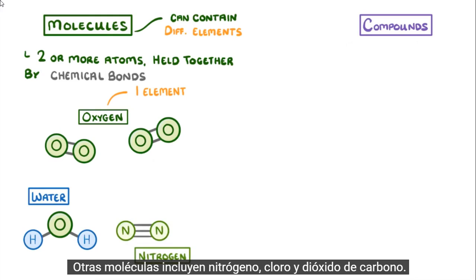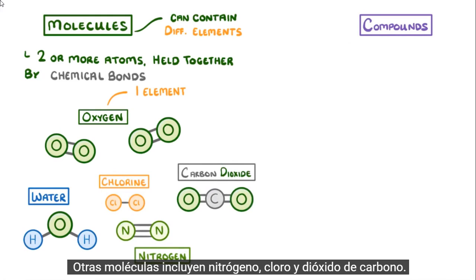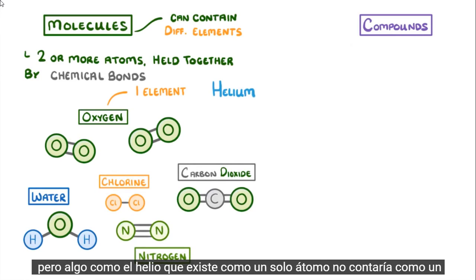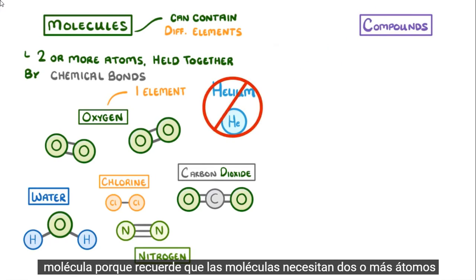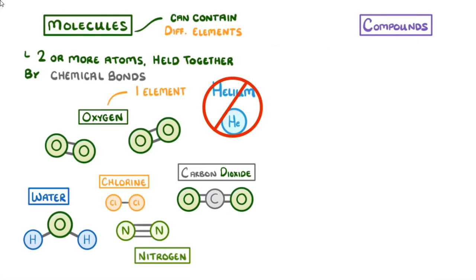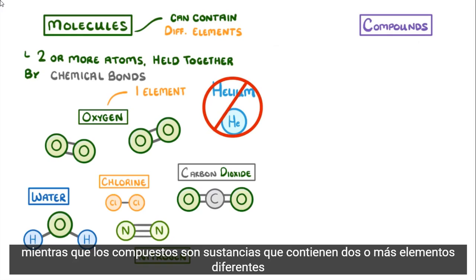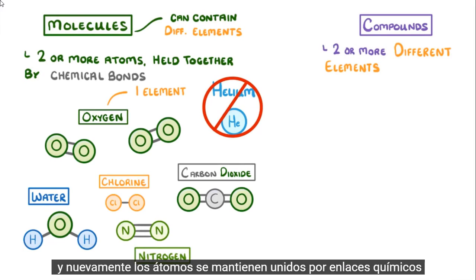Other molecules include nitrogen, chlorine, and carbon dioxide. But something like helium, which exists as a single atom, wouldn't count as a molecule. Because remember, molecules need two or more atoms. Compounds, meanwhile, are substances that contain two or more different elements. And again, the atoms are held together by chemical bonds.